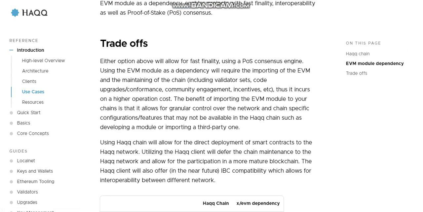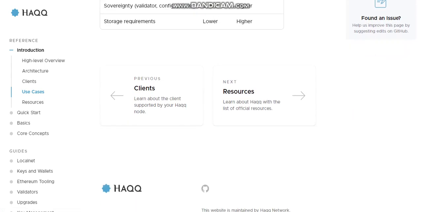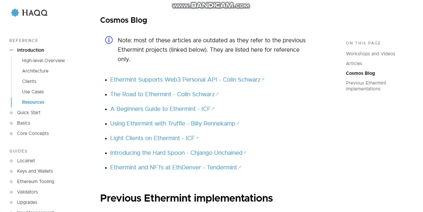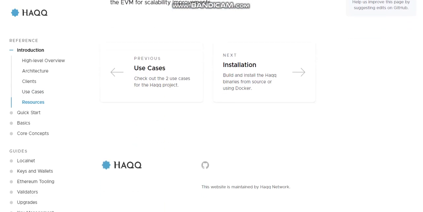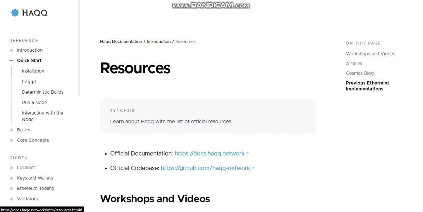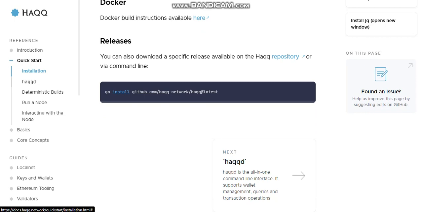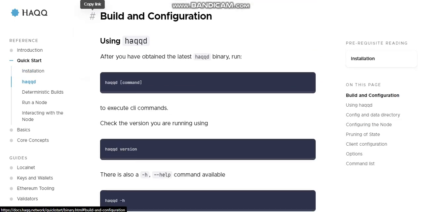Web3 and EVM compatibility. Haqq allows developers to leverage the existing Ethereum ecosystem tooling and software to seamlessly deploy smart contracts that interact with the rest of the Cosmos ecosystem. It is fully compatible with the Ethereum Virtual Machine, EVM, which is a runtime environment for smart contracts in Ethereum.